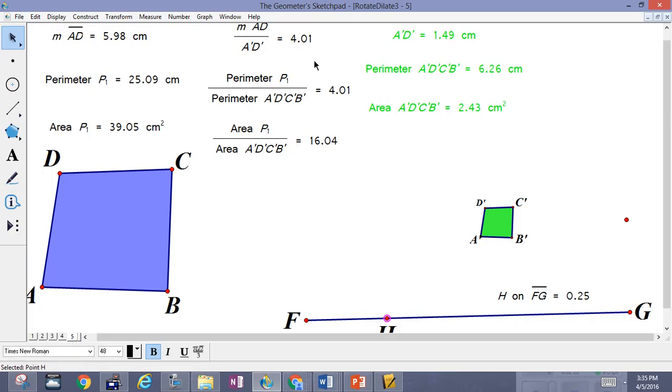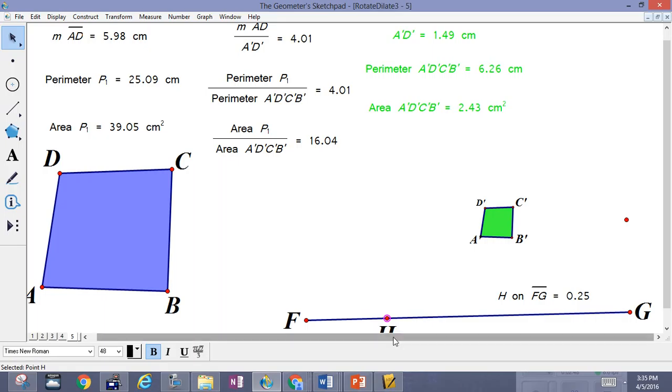16 to 1. Ratio of the sides, 4 to 1. Ratio of the perimeters, 4 to 1. Ratio of the areas, 4 to 1 squared, which is 16 to 1. So the ratio of the areas of similar polygons is going to be the square of the ratio of the perimeters, or the ratio of the sides.